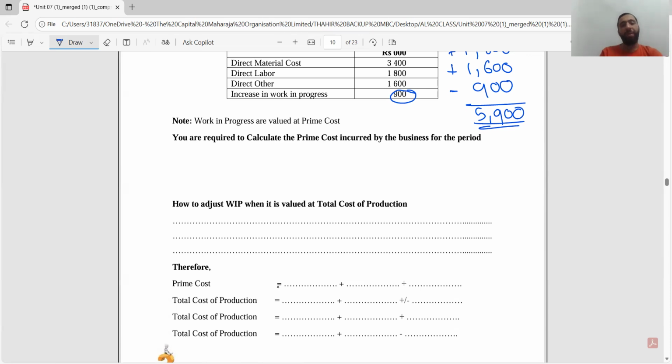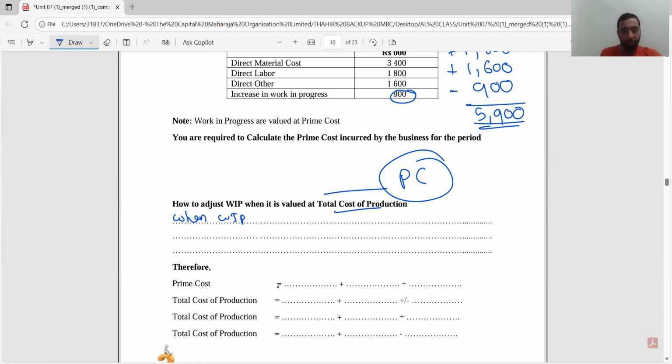How to adjust WIP when it is valued at total cost of production? Then how do we value it? At prime cost. If it is at total cost, how do we do it? Same thing.